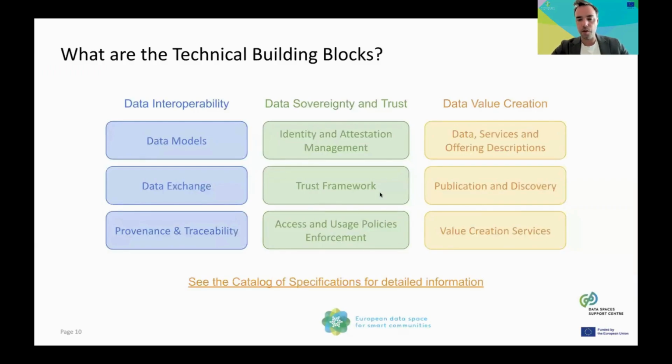This is the overview of all the building blocks. So we see that they're organized in 3 pillars. On the left-hand side, we see data interoperability. This is all the building blocks that are related to actually being able to share data. The middle pillar is related to data sovereignty and trust, which means everything that has to do with the identification and authorization of participants to the data space. And then on the right-hand side, we have data value creation technical building blocks, which would help you to realize the value that Flavio just discussed in terms of a business model.